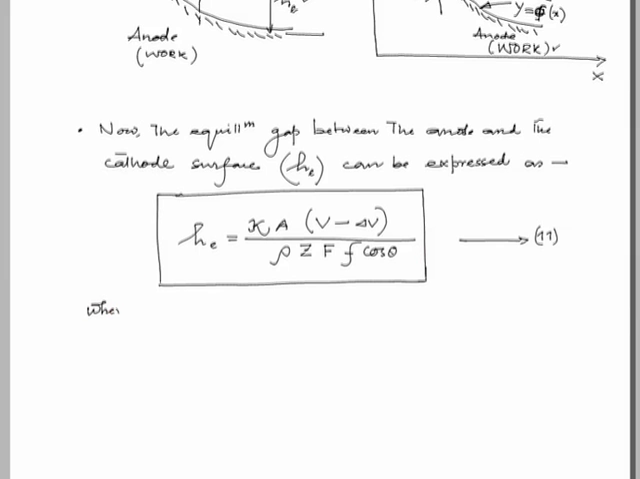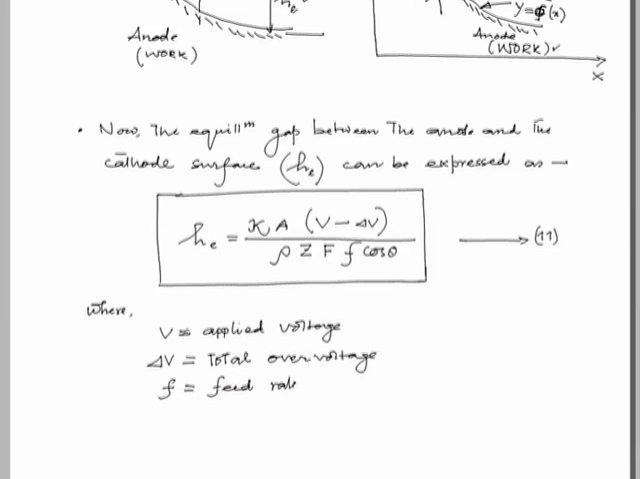Where, as I have already explained, V is nothing but the applied voltage, del V is the over voltage, F is the feed rate, and theta is the inclination of the feed direction to the surface normal.